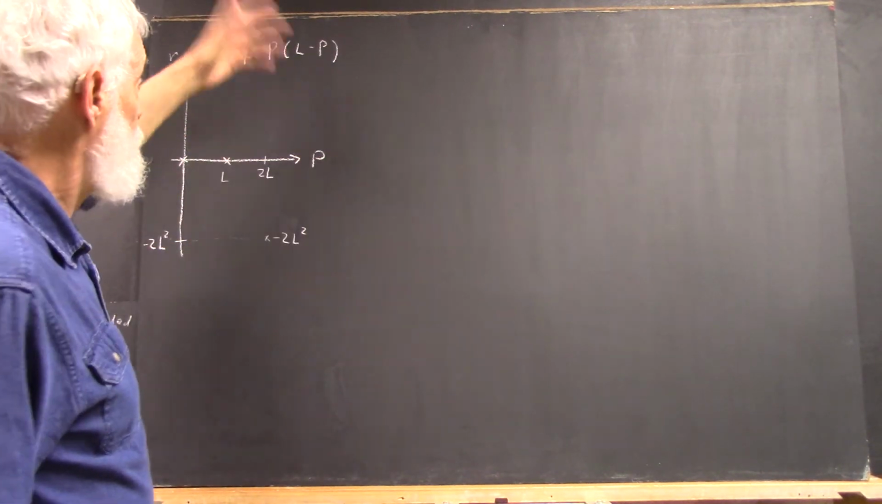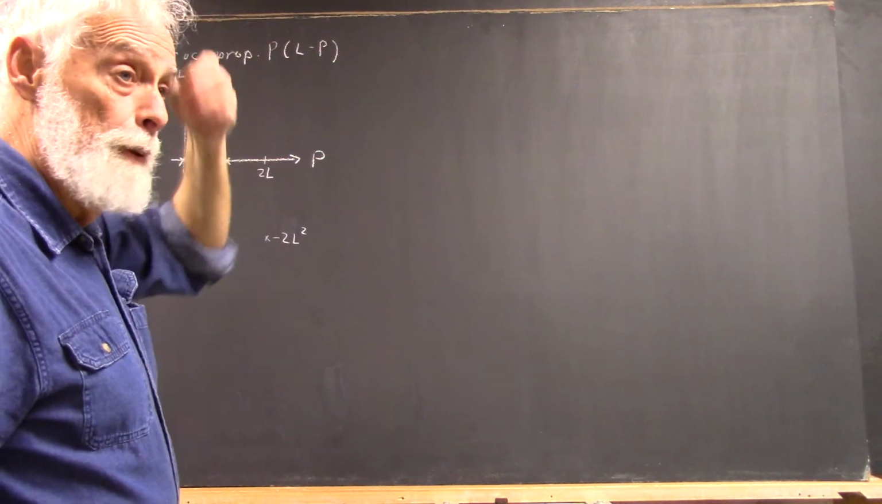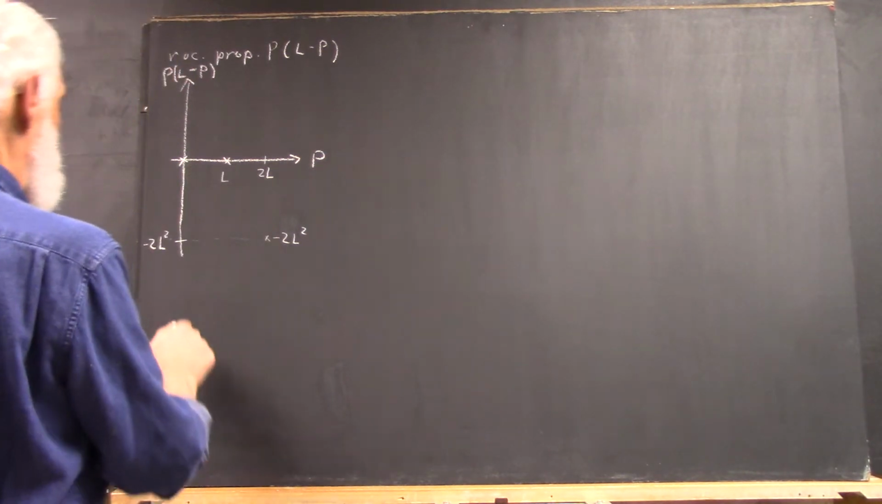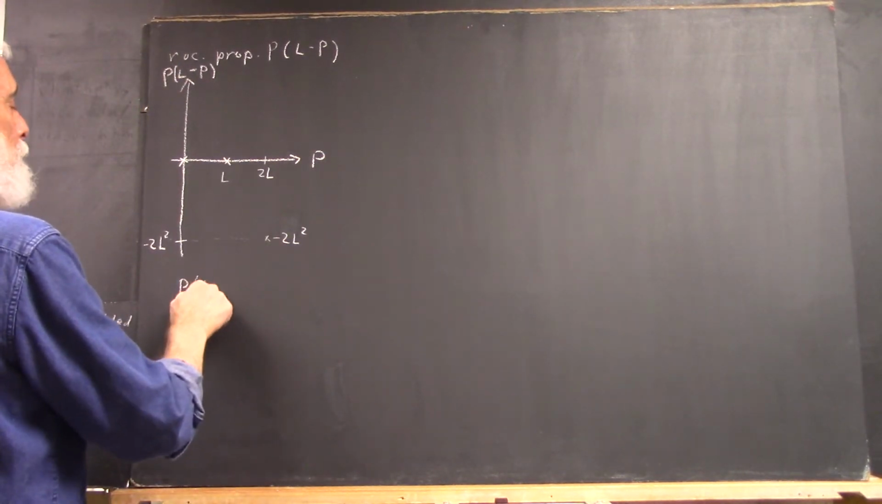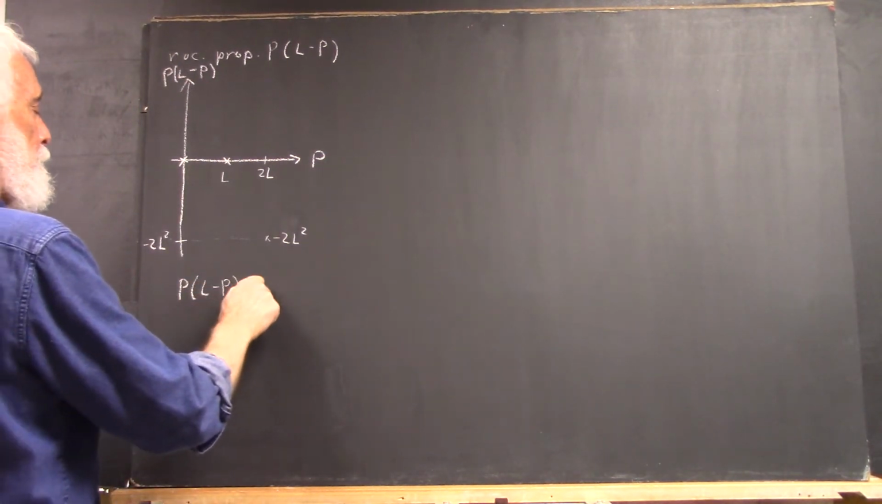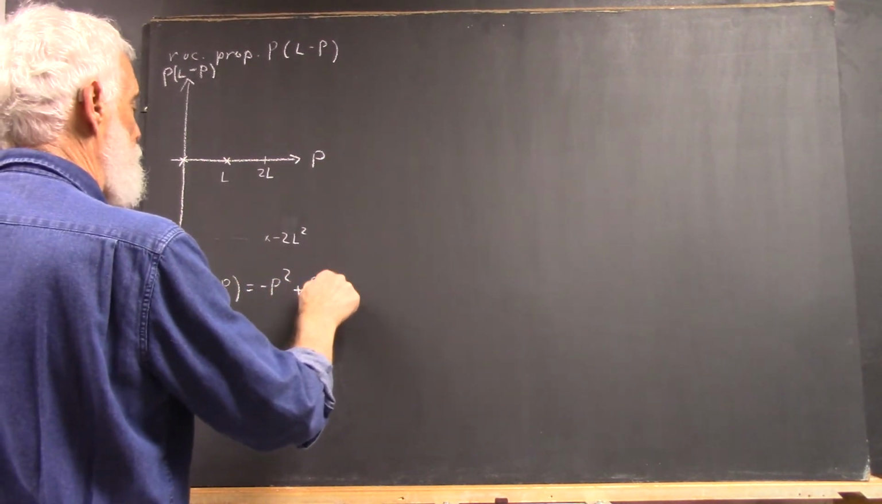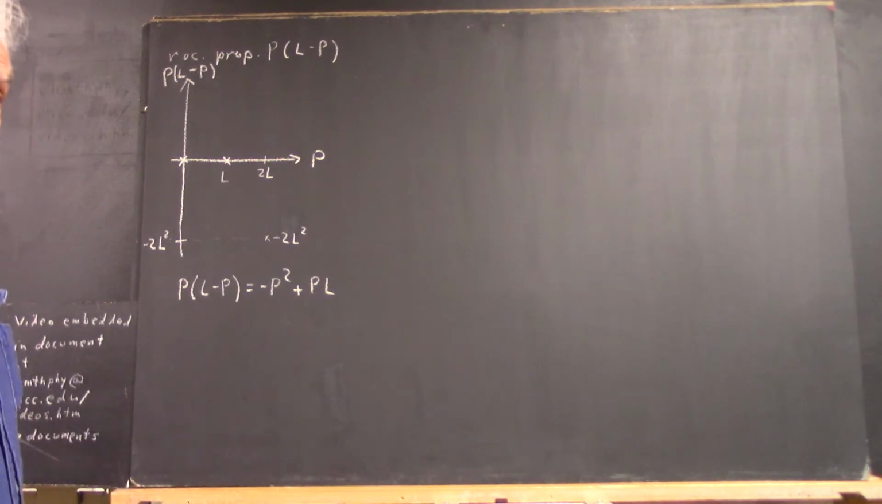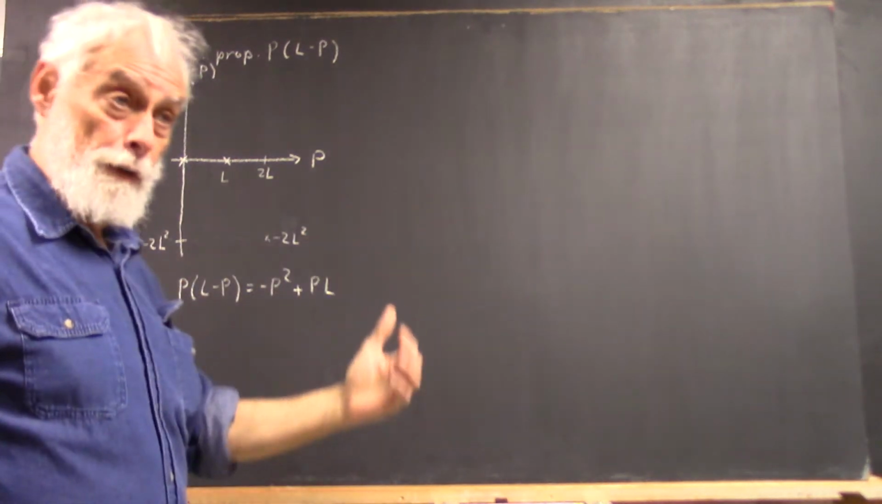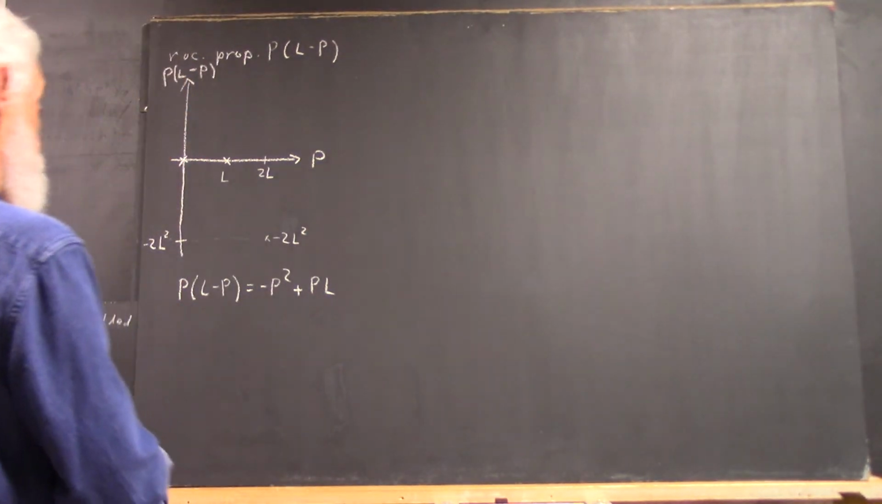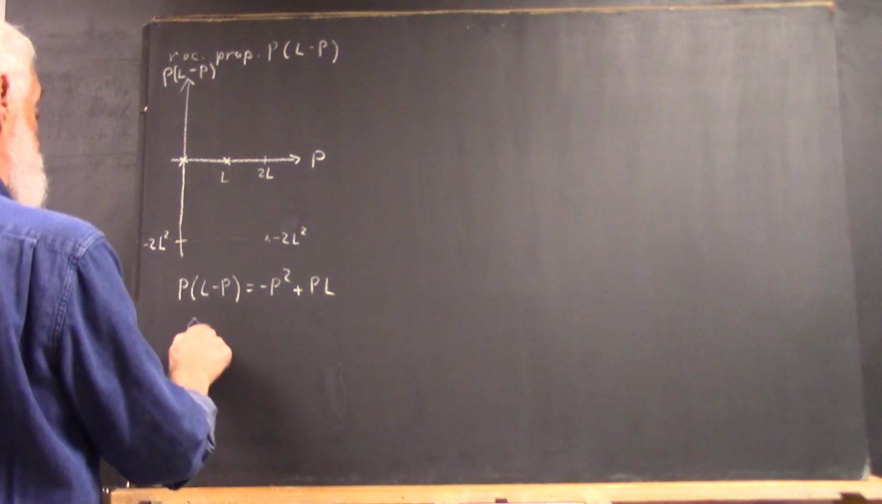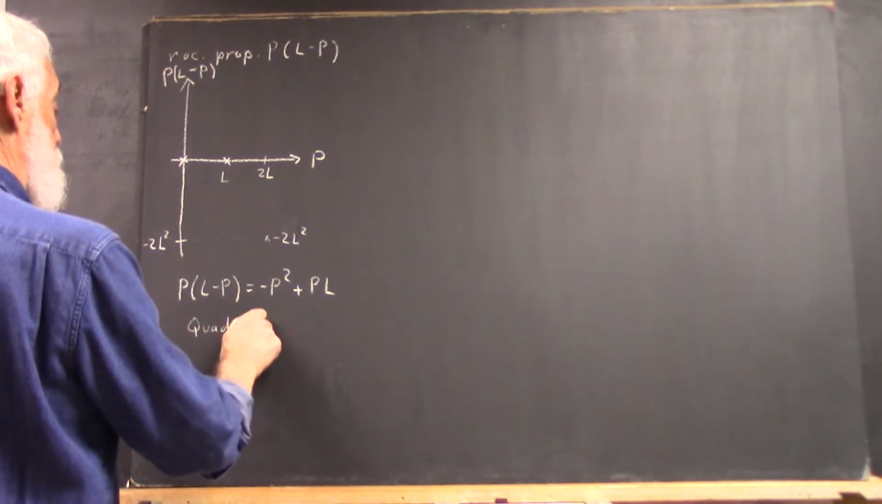And the other thing we can see is this is a quadratic function of p. So p times L minus p is negative p squared plus pL, right? Now, if we understand quadratic functions, this is a quadratic function.